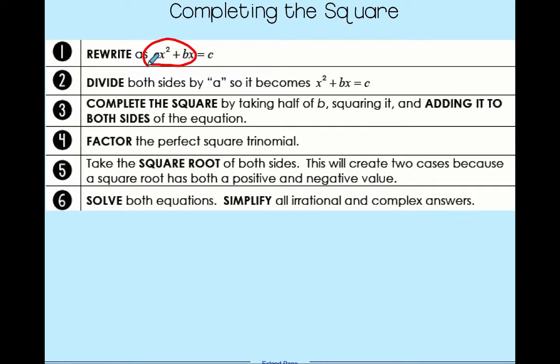Then we complete the square by taking that b value, dividing it by 2, squaring it, and adding it to both sides. And what should happen is we should get a perfect square trinomial on the left, which we can then factor very easily, and then use square roots. So let's go ahead and put that into practice.